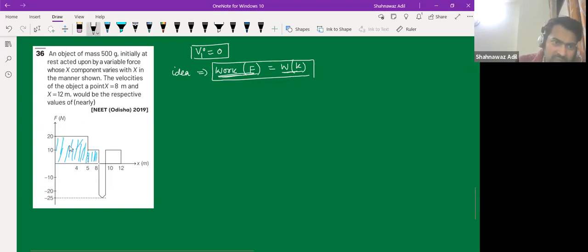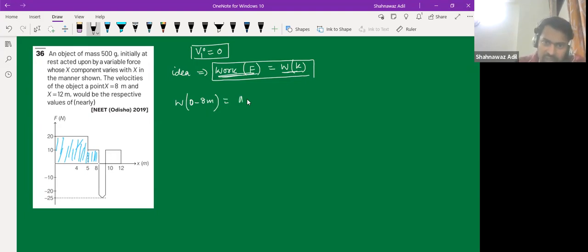Sorry, sir. So if we calculate the area from 0 to 8, what will it give us? The area under the two squares. Yeah, the two rectangles. So this will give the work done from 0 to 8 meters. Clear?